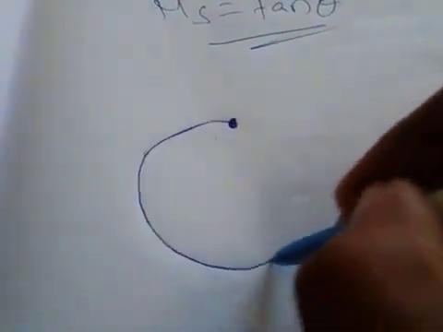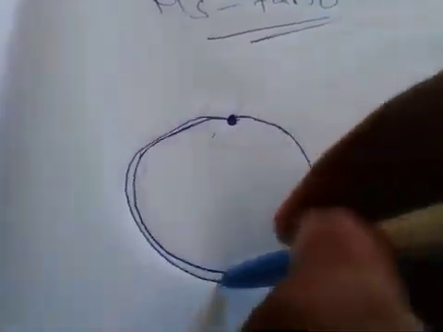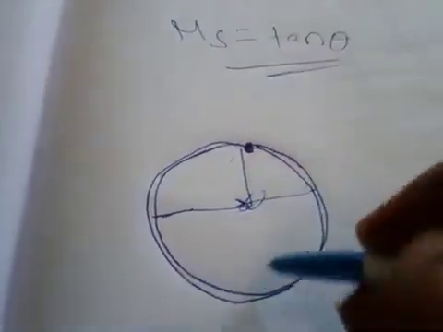Assume that this is a particle, and this particle is moving in circular motion. When this particle is moving in circular motion, we know that there is an acceleration towards the center of the circle.